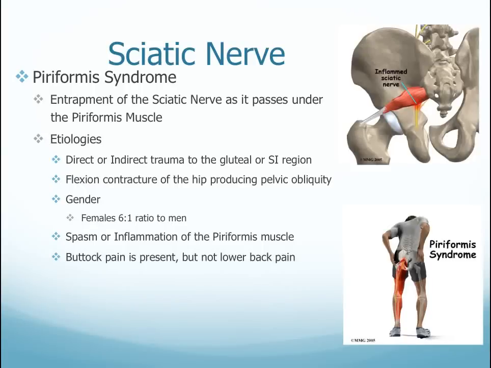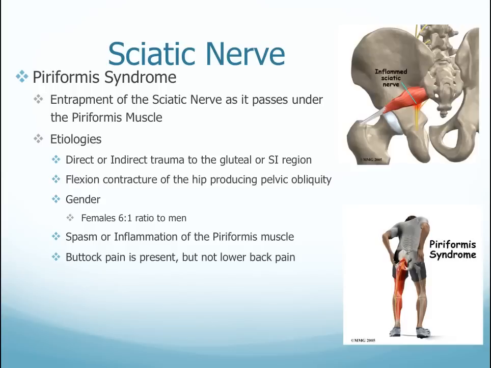Moving on to the lower extremity with the sciatic nerve, piriformis syndrome is a common entrapment site of the sciatic nerve proper. Because the sciatic nerve is a peripheral nerve, it can be entrapped by the piriformis as the sciatic nerve is exiting the pelvic basin. Etiologies can be direct or indirect trauma to the gluteal or the sacroiliac region.